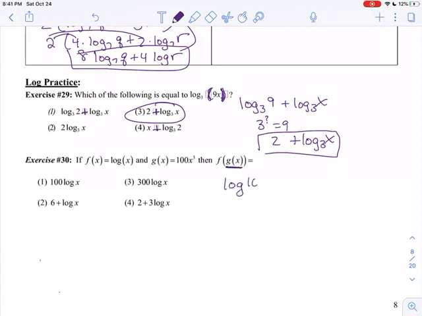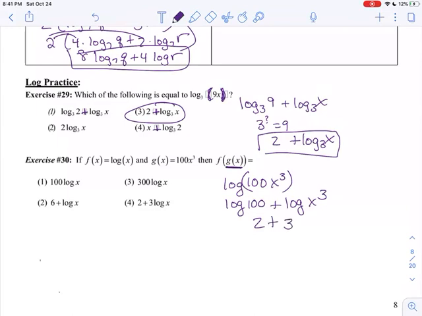All right, and 30, if f of x equals log of x and g of x equals 100x to the third, then f of g of x. So basically, I'm going to do what's in the parentheses first. I'm going to do the g of x. So the g of x is log base 100, well, it's going to be base 10, log of 100x to the third. Okay, and then I'm going to separate that. I'm going to make it log of 100 plus log of x to the third.